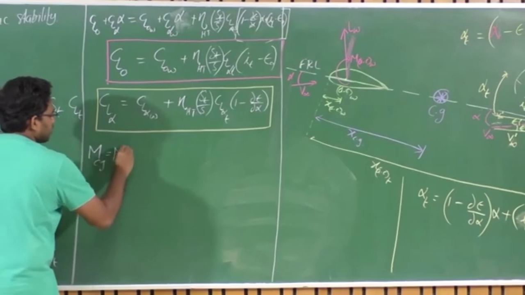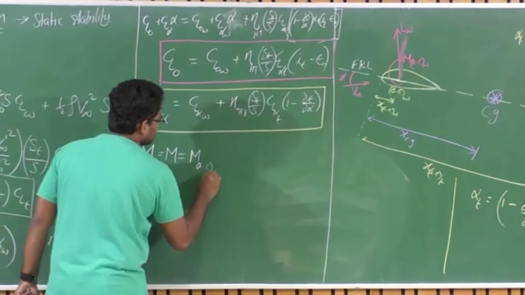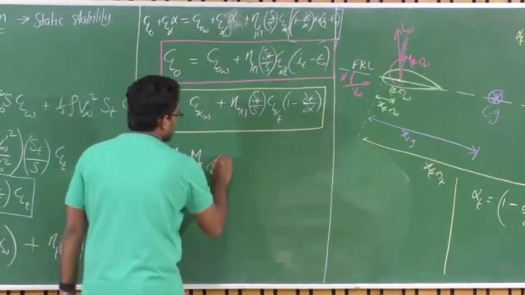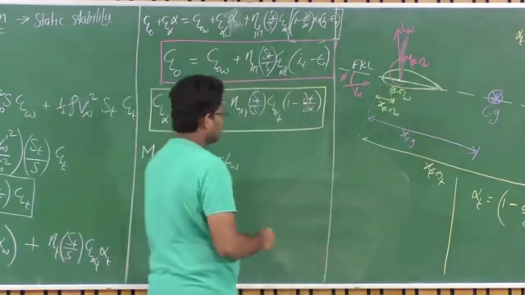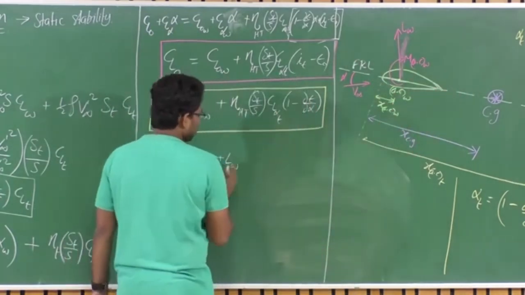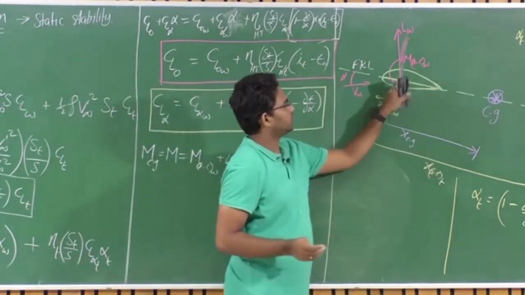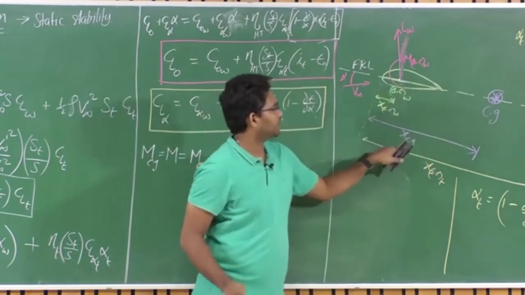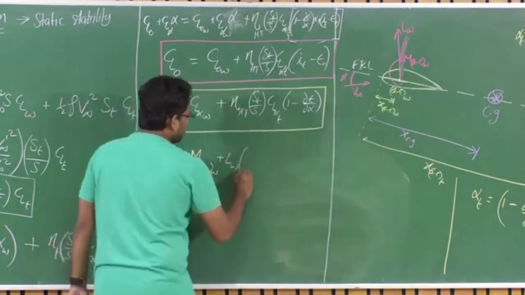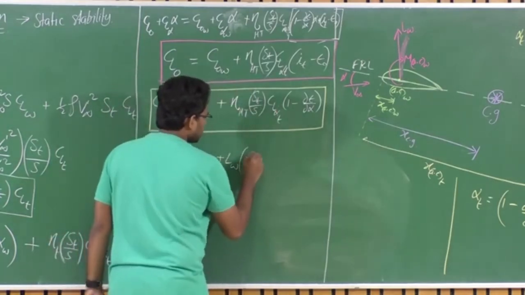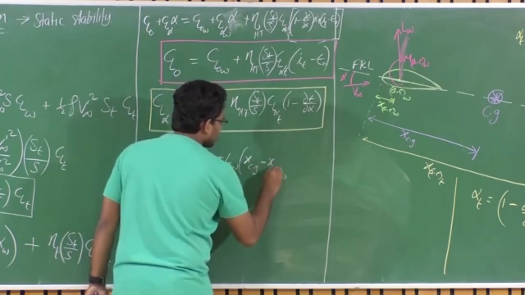So now the moment about CG of this aircraft is nothing but the moment M equals the moment about the aerodynamic center of the wing, plus the lift of the wing, because lift of the wing is contributing towards nose up moment. So lift of the wing times the corresponding distance between the CG and the AC. So this is the distance: I am subtracting X_AC from X_CG, the X_AC of the wing.